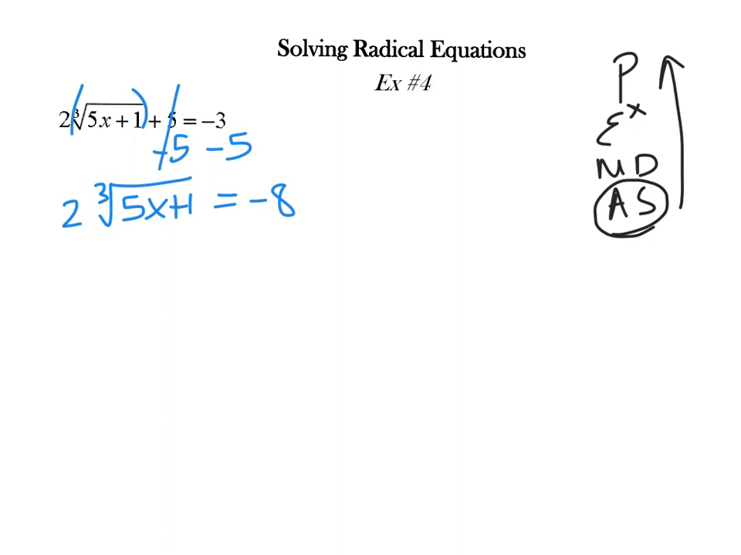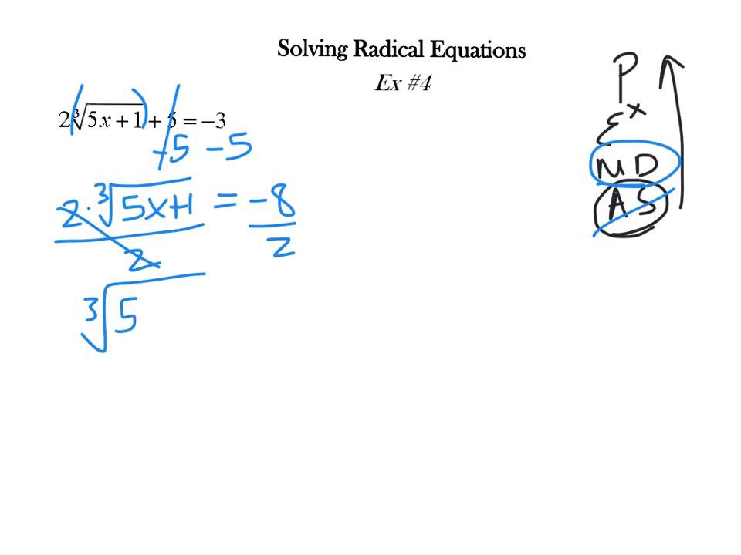The next step is, now that we've done the addition and subtraction, we can move on to multiplication and division. And that's where this kicks in, right? Here we have a 2 being multiplied by this radical, so we need to get rid of this 2. Right now we're doing 2 times this radical, so the inverse is to divide by 2. And you're left with the cube root of 5x plus 1 equals negative 8 divided by 2, which gives you negative 4. And now the next piece is going to be the exponent part.